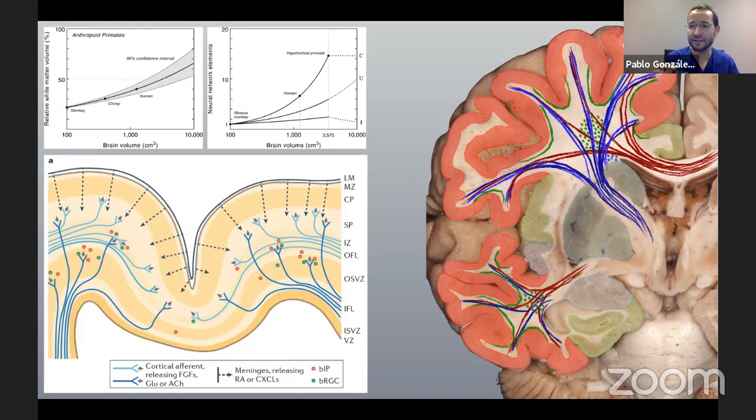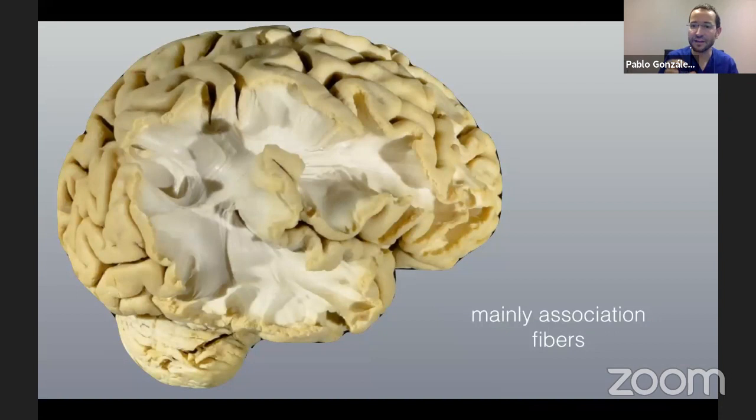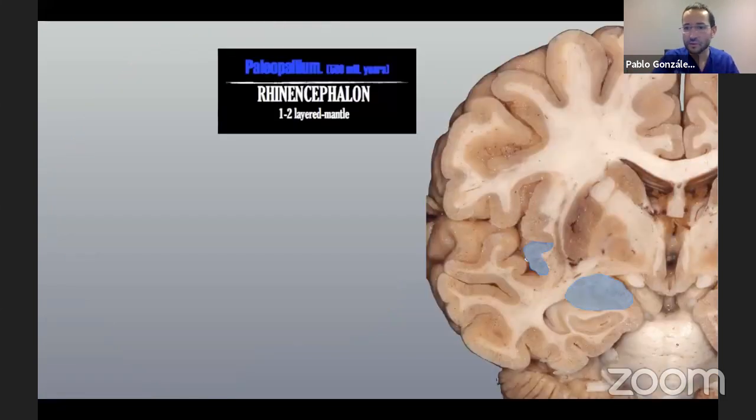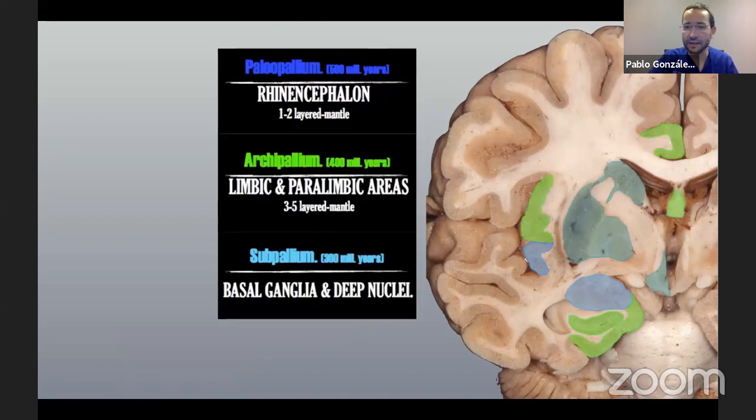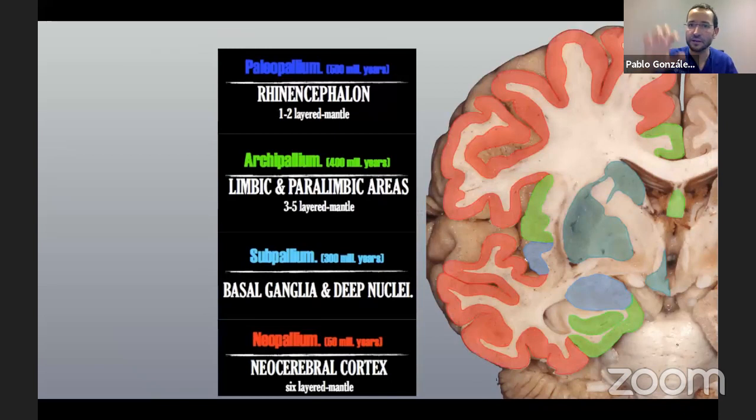Mainly, differently to these paleo mammals, we have association fibers, which are responsible for communication between us, for speaking and understanding. So this is one of the most complex functions we have been developing. So let's summarize again: brainstem or diencephalic areas, archipallial areas, subpallial areas, and neocortical areas. So this is the summary of the evolution, and this is the signature that evolution has left in us.